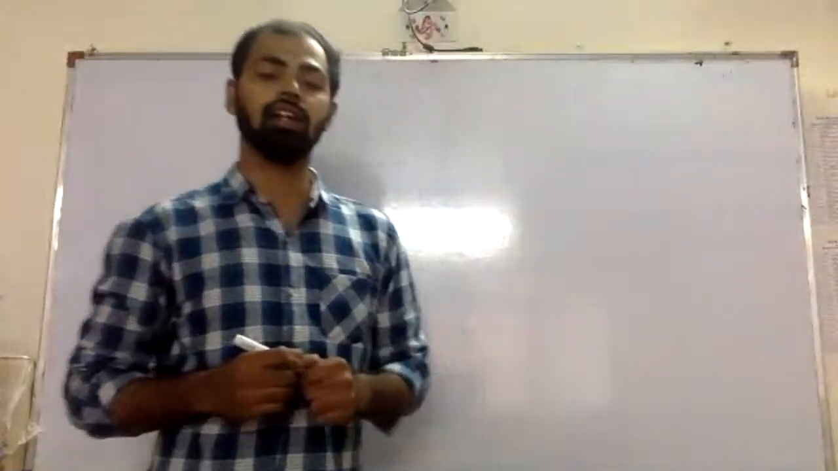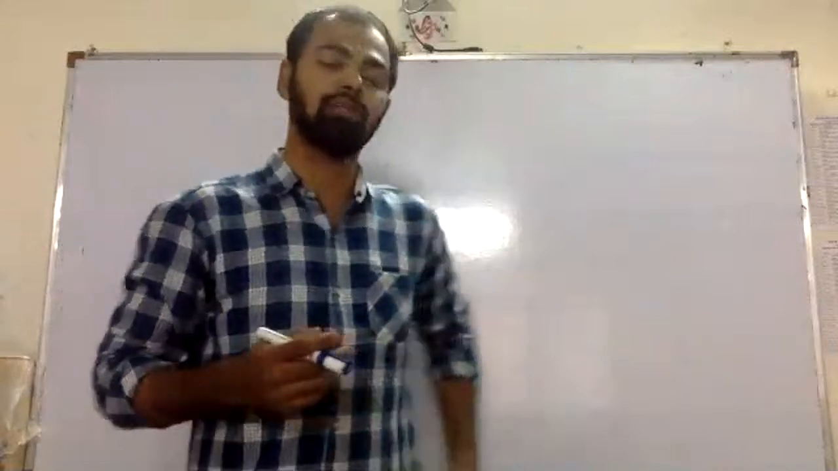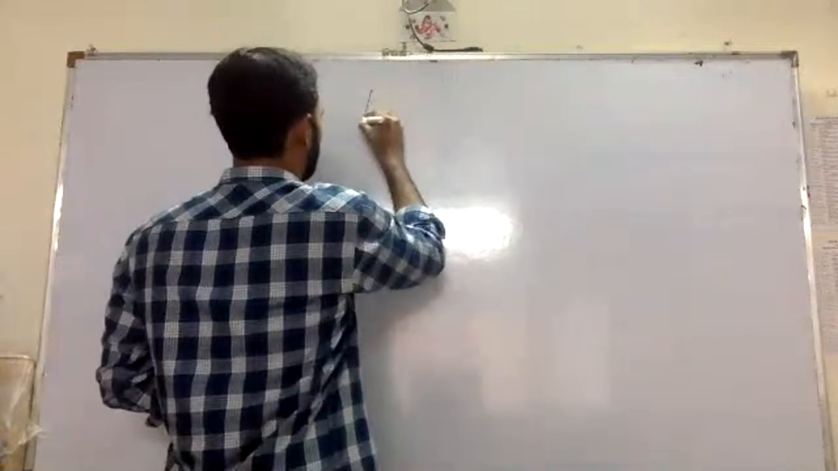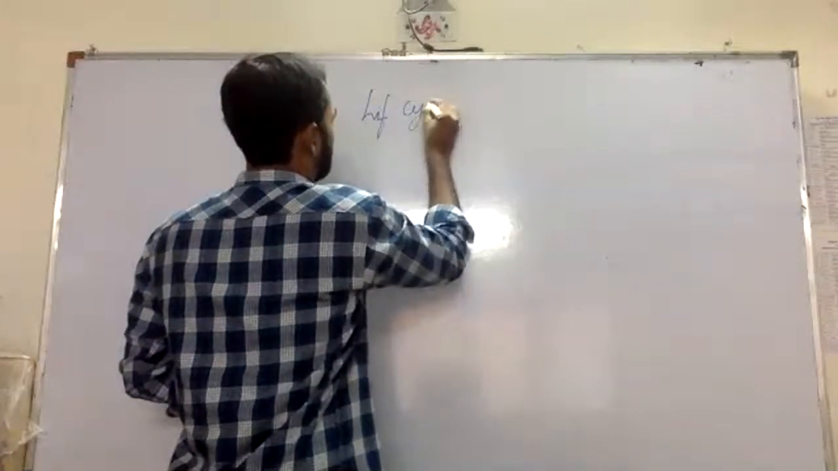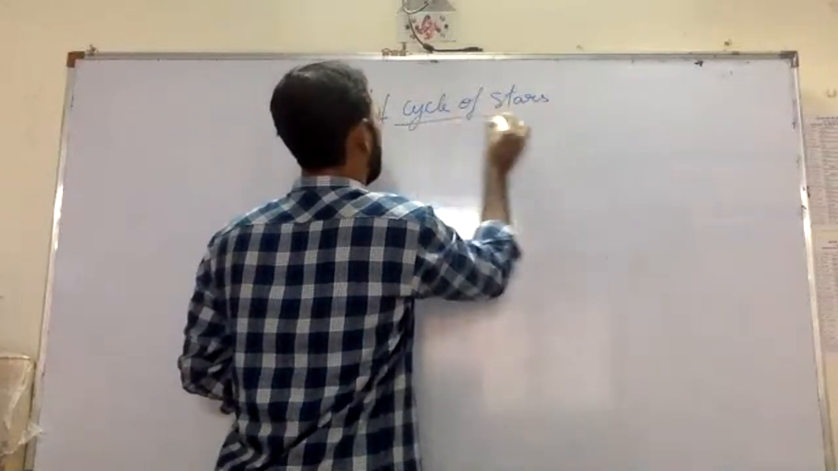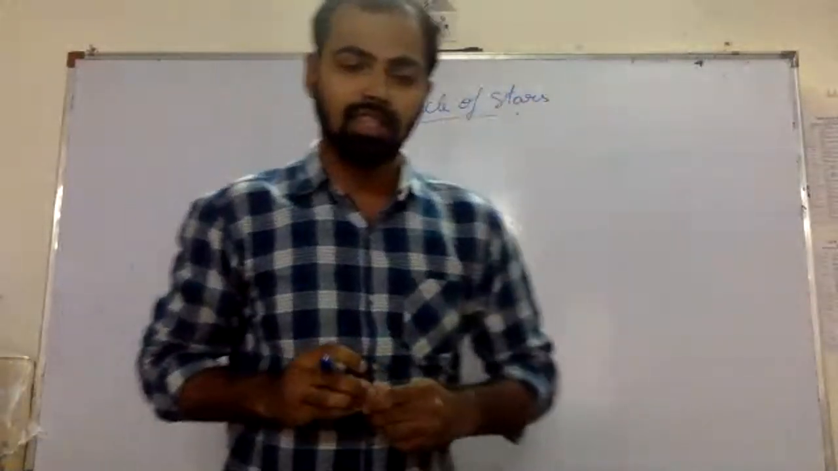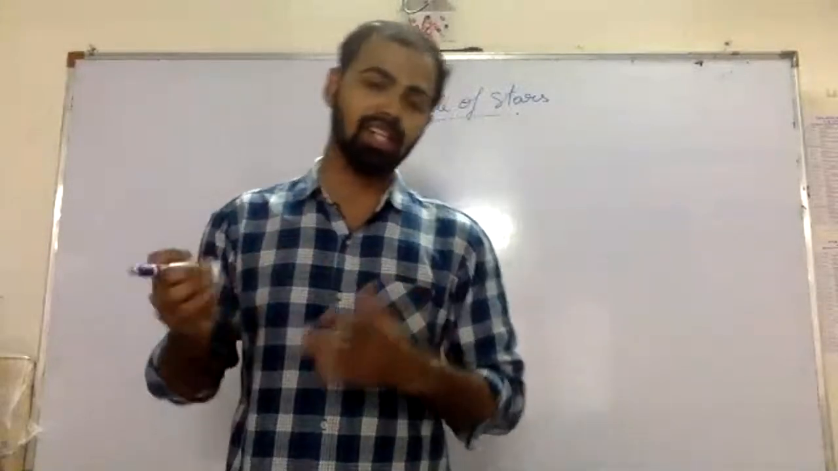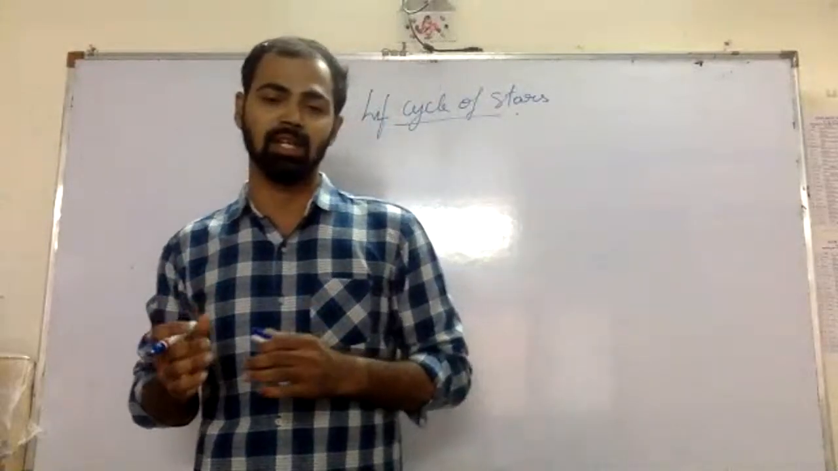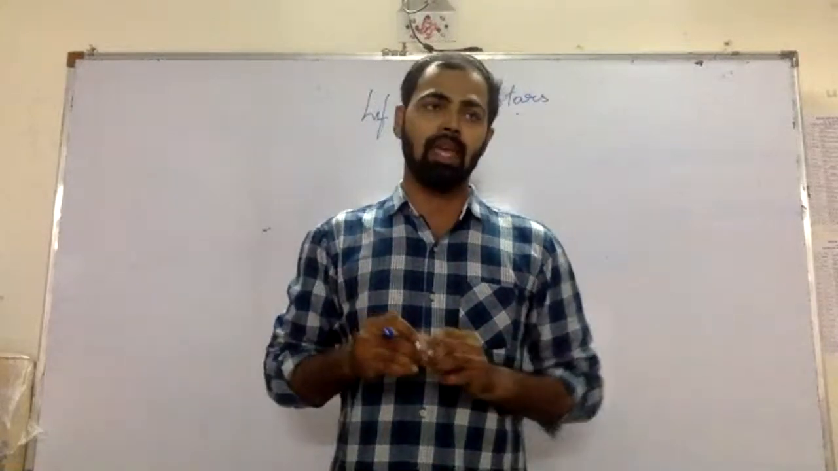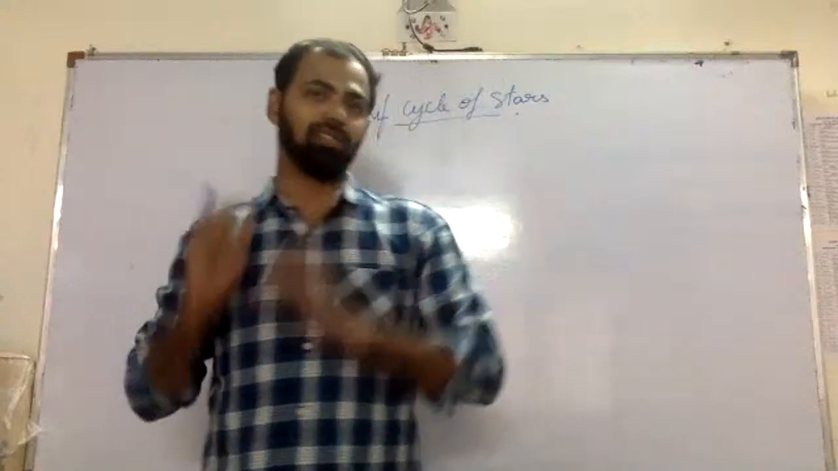We are going to start with the 19th chapter of science, that is life cycle of stars. Stars are the most fascinating thing in the sky. When you look around during the night, we will be able to see a lot of stars, thousands and thousands of stars. And these stars have some peculiar nature.